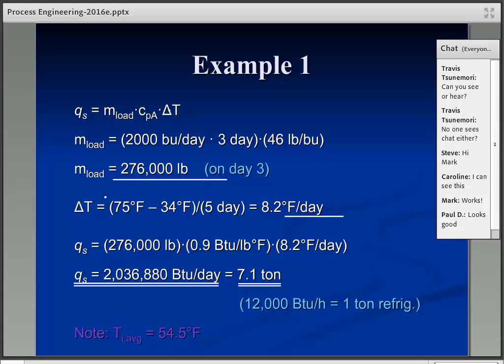And so here's our equation. On day 3, we've got to know the mass load there. We wrote the equation out up above. There's 2,000 bushels per day being moved into the space, so on day 3, the third day of that has been moved in there. We'll assume it's loaded when we're making the calculation. Then we use the density that was given in the problem to get how many pounds that is. So 276,000 pounds is the amount in there being cooled on day 3.